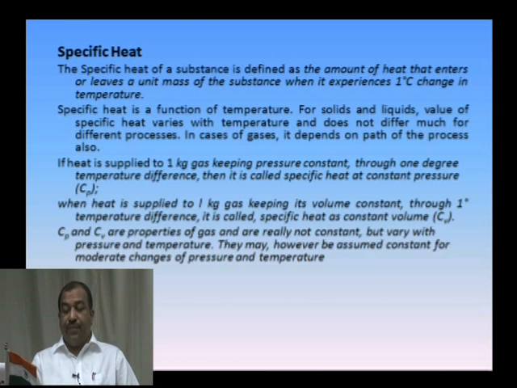Next, specific heat. The specific heat of a substance is defined as the amount of heat that enters or leaves a unit mass of the substance when it experiences 1 degree centigrade change in temperature. When the body temperature increases by 1 degree centigrade, how much heat is required, that we call a specific heat. Specific heat is a function of temperature. For solids and liquids, the value of specific heat varies with the temperature and does not differ much for different processes. In case of gases, it depends on the path of the process also.